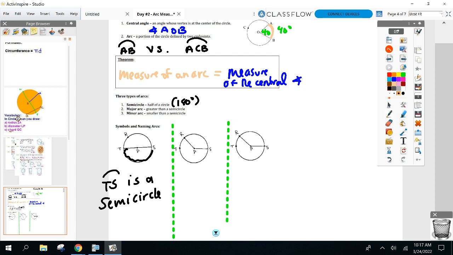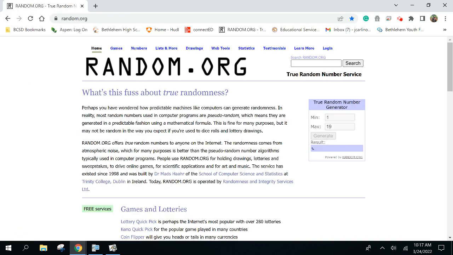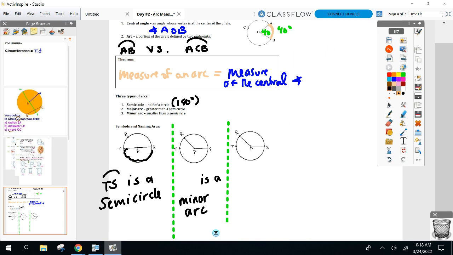Give me a minor arc on the next diagram. Arc blank is a minor arc. Minor means smaller than 180, smaller than a semicircle. Give me the name of a minor arc up here. Arc RS. I like it.